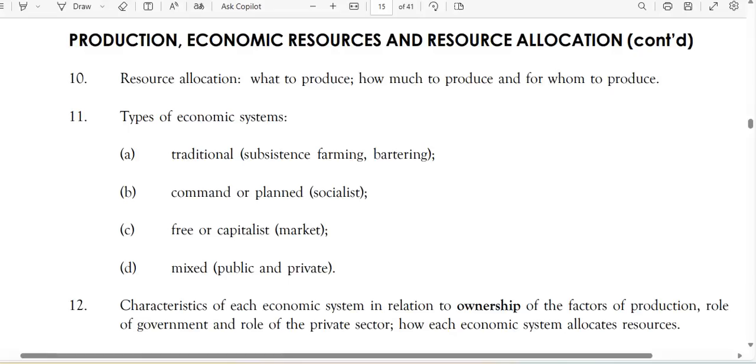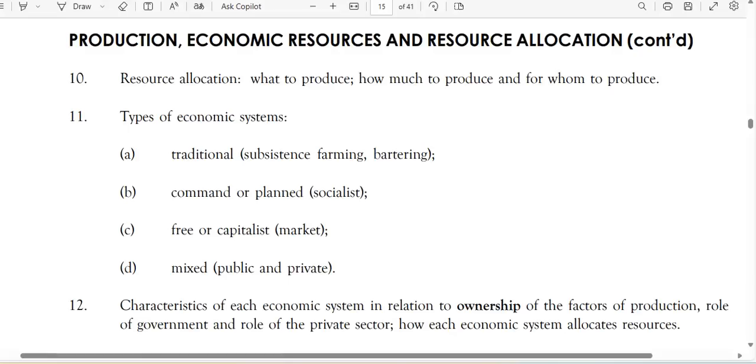Another main characteristic of a command or planned economic system is that the focus is on meeting social needs rather than making profit. The government decides which goods and services are available, so consumers have fewer options. The aim is to reduce inequality by ensuring that everyone has access to work, housing, education, and healthcare.